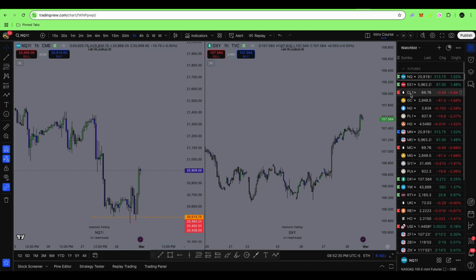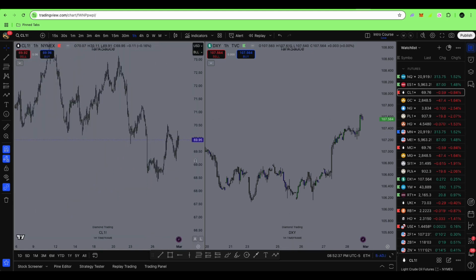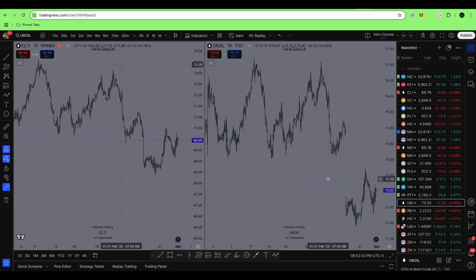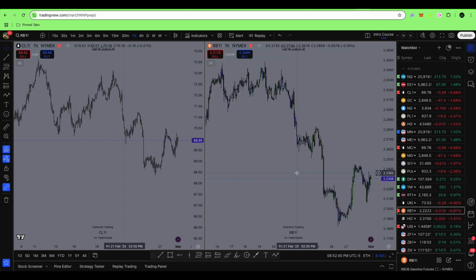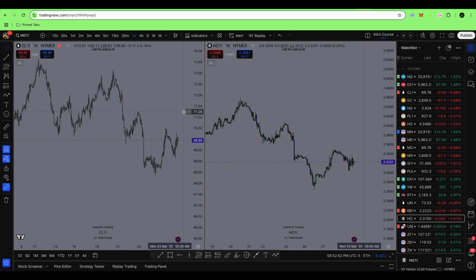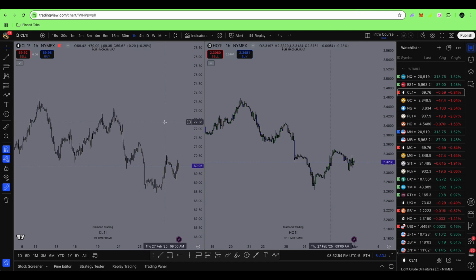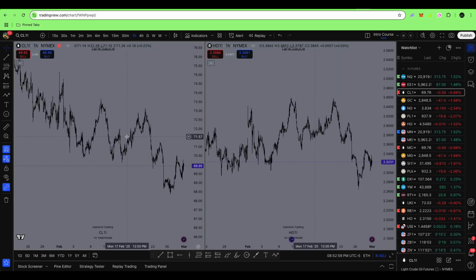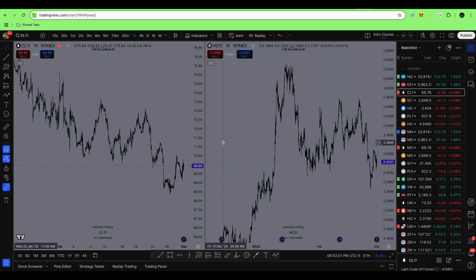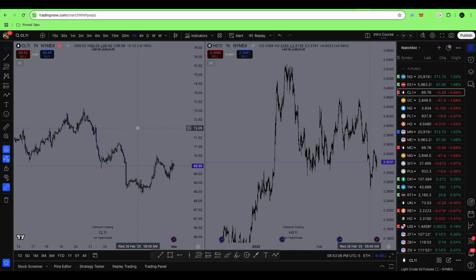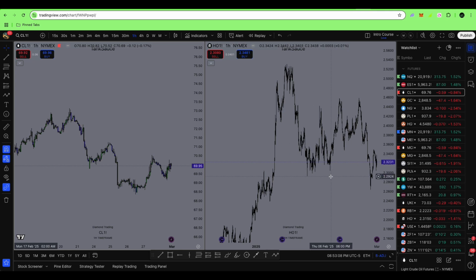Some other ones that we have is CL. CL correlates with UK oil, RB1, and I think this is HO1. Yeah, there you go. They're also correlated assets and can be used in the same type of way. When one is doing one thing, you can see their charts look pretty similar. A lot of times there will be not perfect correlation, but they're very similar. So you can use these in the same way for divergences.